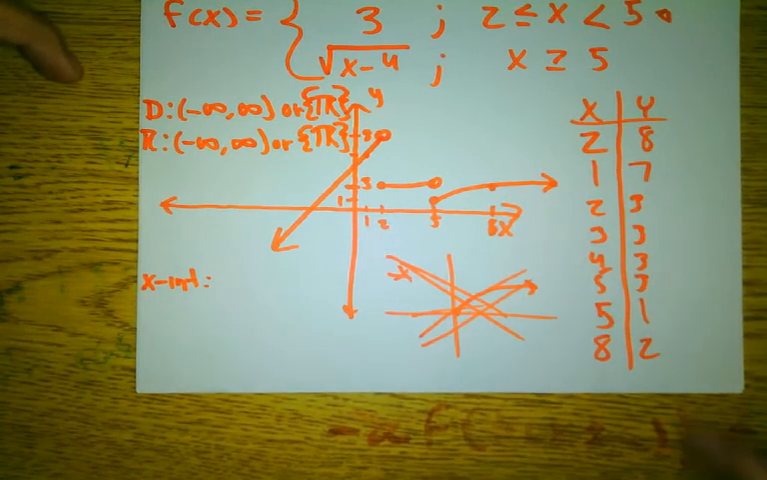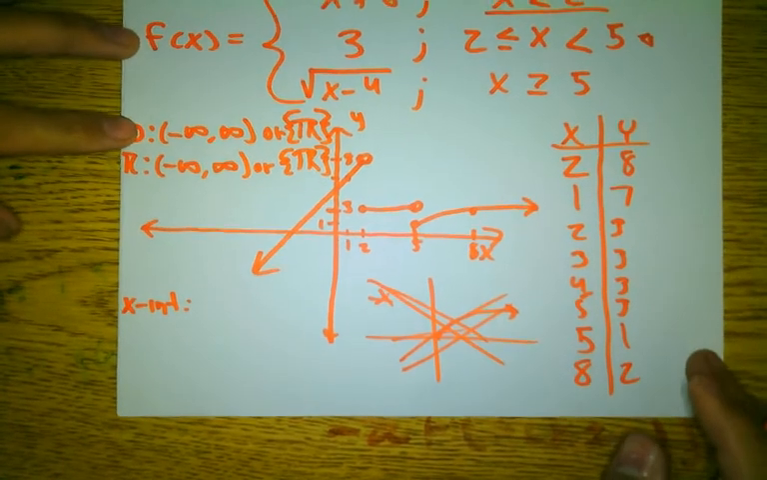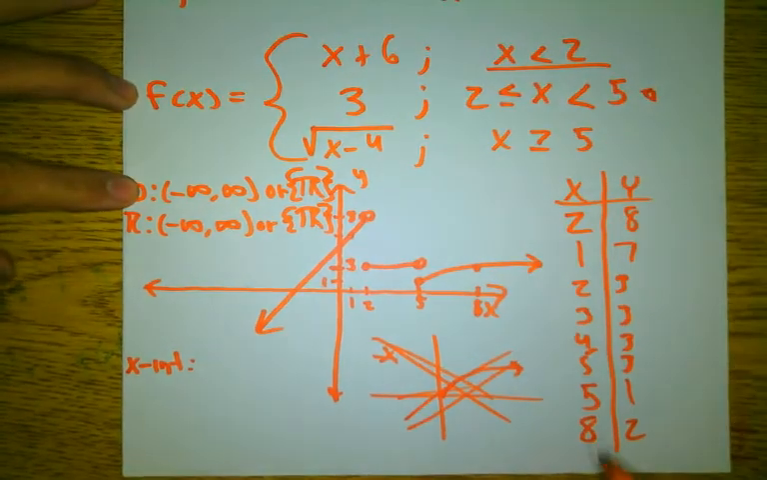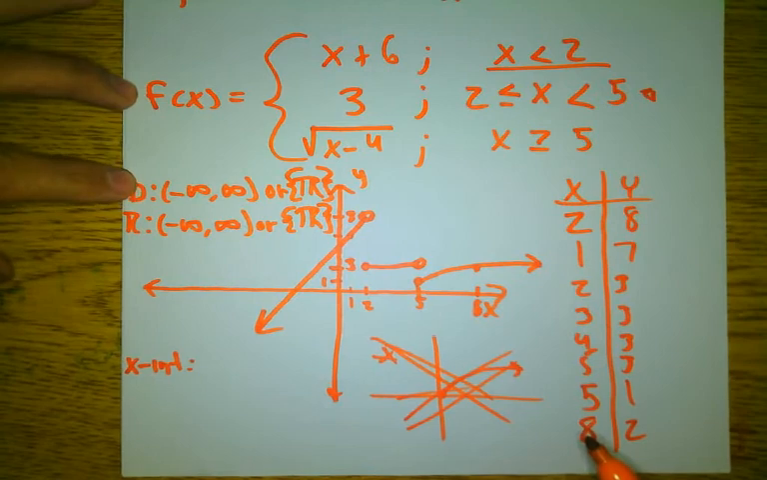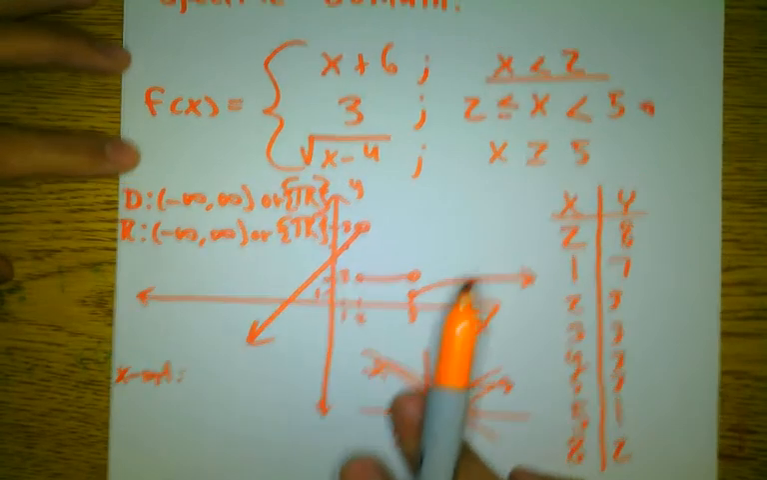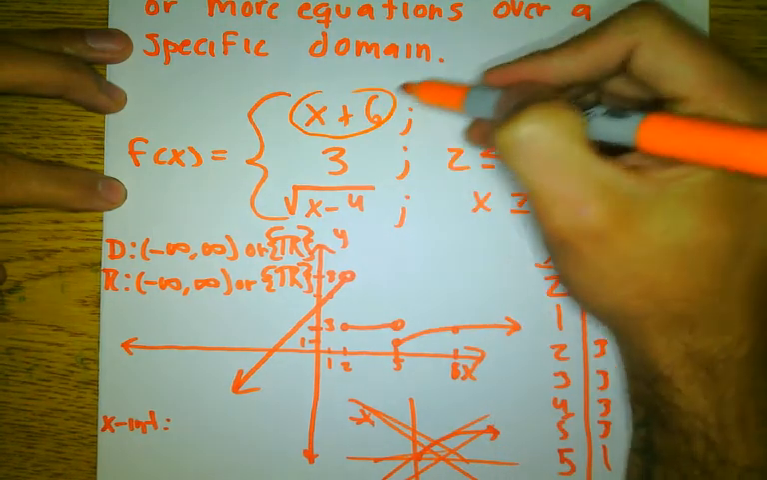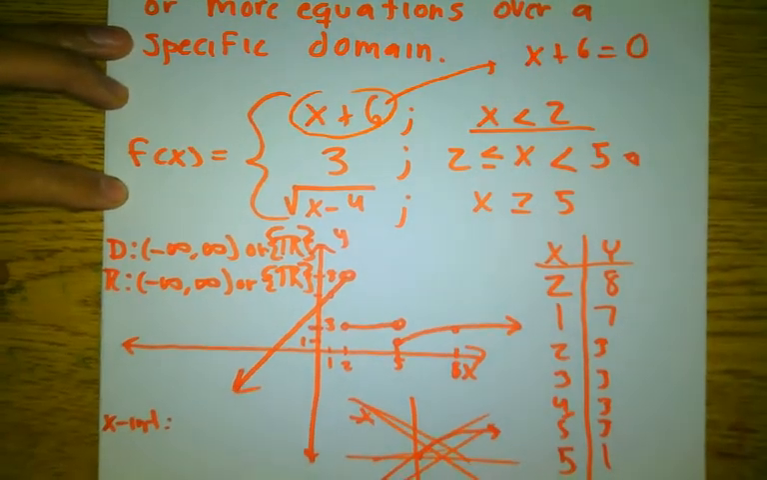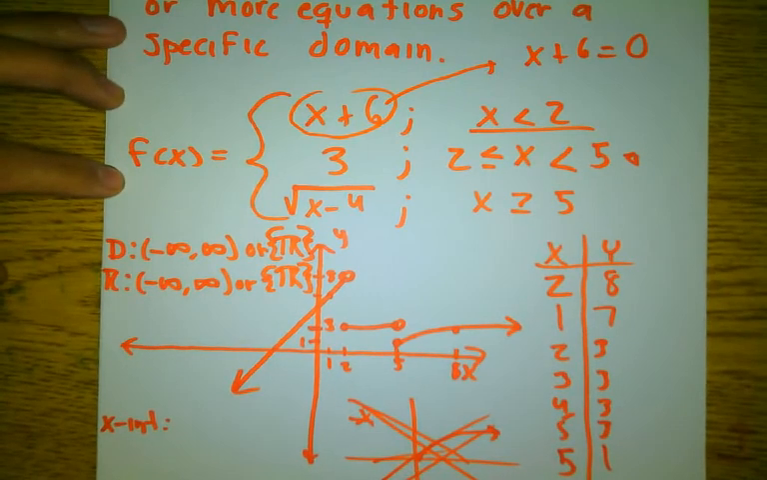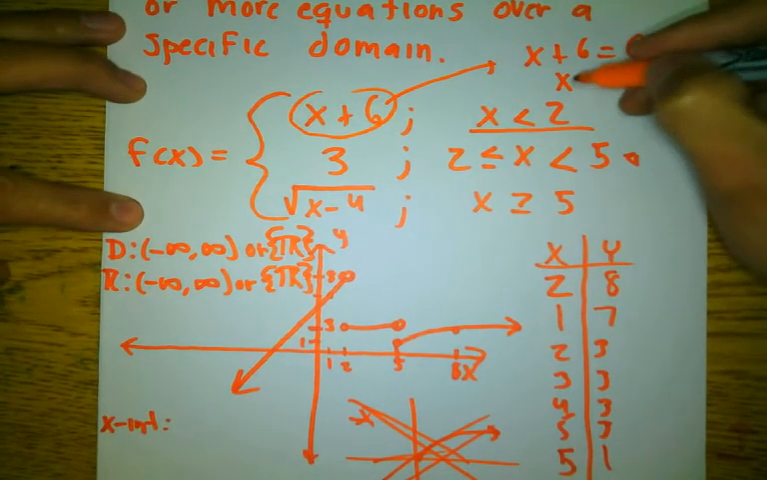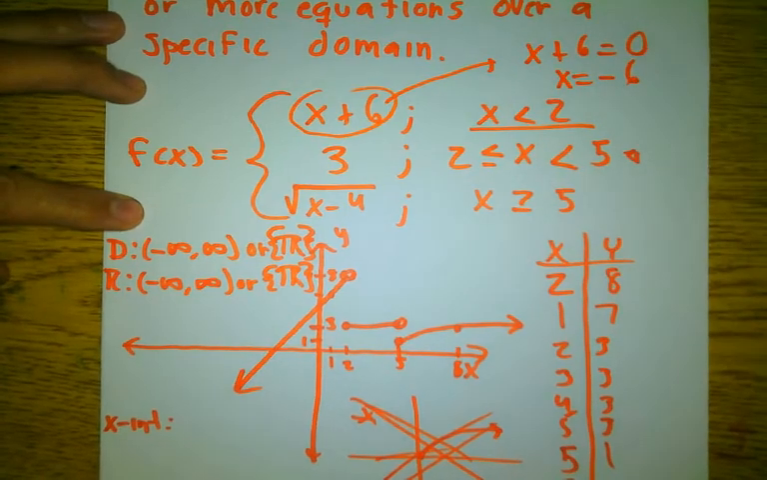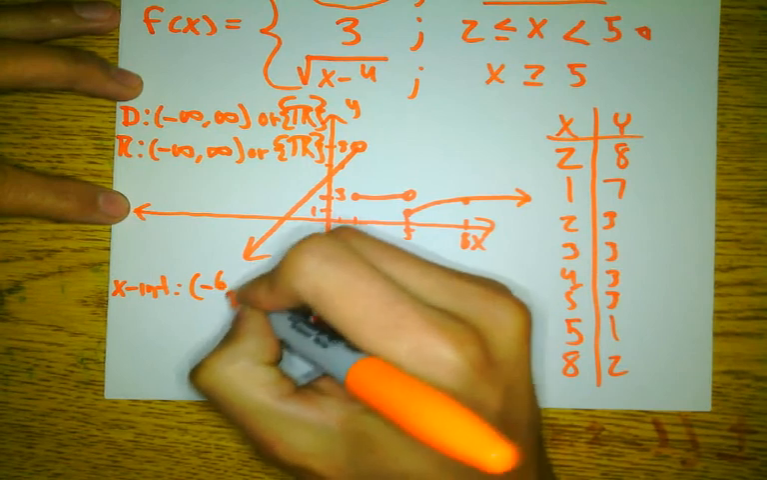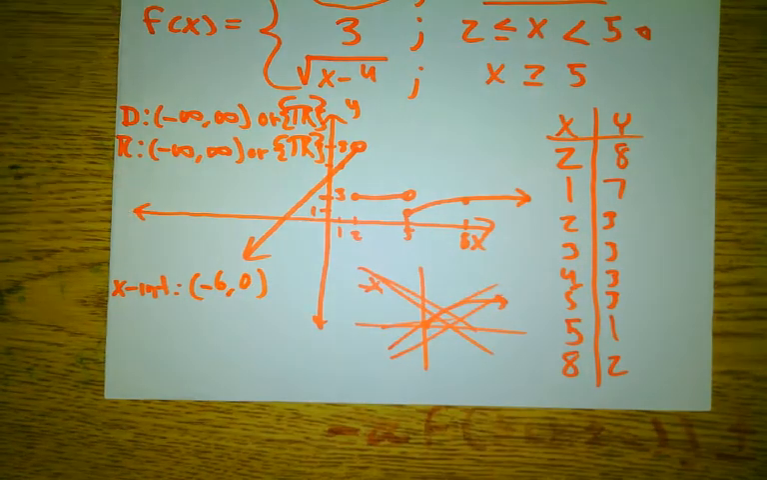You do not plug in 0 for x, you plug in 0 for y. But now here's where the graph really helps you. Which of the 3 equations is the one that's touching the x-axis? The x plus 6, which means I'm going to set x plus 6 equal to 0. Are you guys with me? Therefore, my x-intercept will take place at negative 6, so my x-intercept is at negative 6, comma 0.